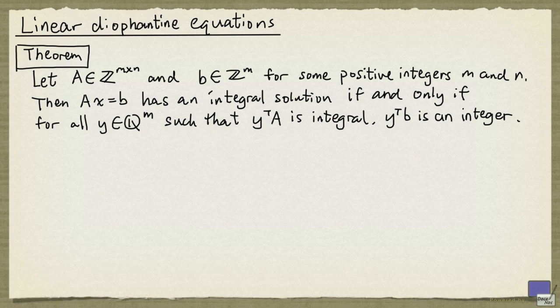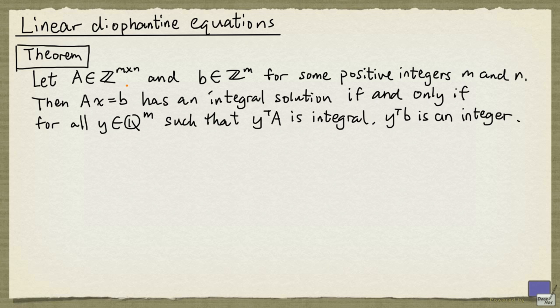Let A be an m by n matrix with integer entries. Let B be an m-tuple with integer entries. Then the system Ax equal to B has an integral solution if and only if for all y, an m-tuple with rational entries, such that y transpose A is integral, then y transpose B is an integer.